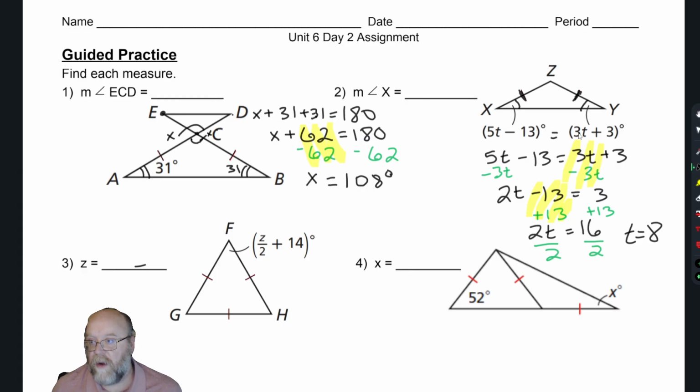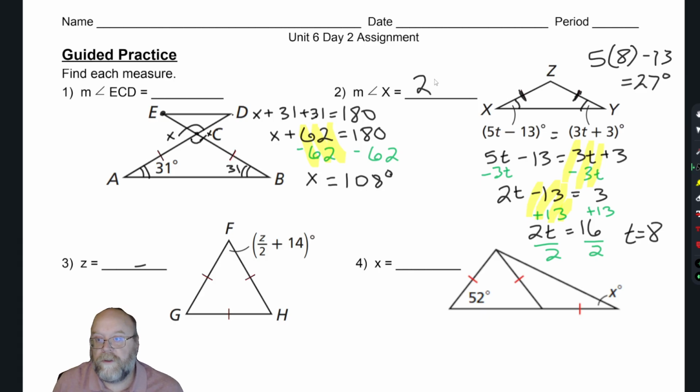So I'd probably plug it into this one because it seems easier than this one. But it's 40 minus 13. So 5 times 8 minus 13. That's going to be equal to 40 minus 13 is 27. Oh, geez, I didn't put it over here. 108. All right. Easy peasy, right?